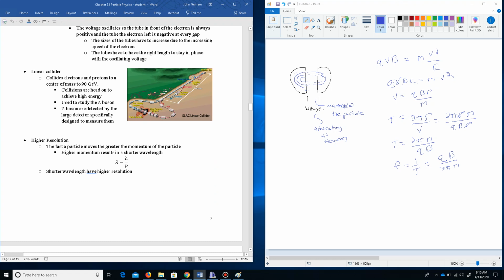This linear collider here collides electrons and positrons to a center of mass energy of 90 GeV. Collisions are head-on and achieve high energy. They use this to study the Z boson. The Z bosons are detected by the large detector specifically designed there to measure them.